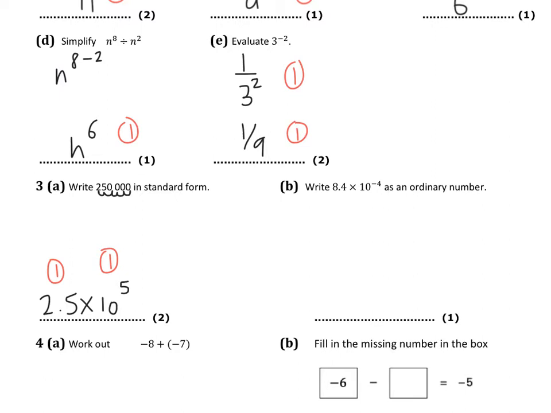Part B, write 8.4 times 10 to the power of minus 4 as an ordinary number. When you're multiplying by 10 to the power of minus 4, you're actually dividing by 10 4 times. So you've got to divide 8.4 by 10 4 times, and that will give 0.00084. And I'll check that by counting. The decimal point was here, 1, 2, 3, 4. So yes, I've divided by 10 4 times. 1 mark for that answer.